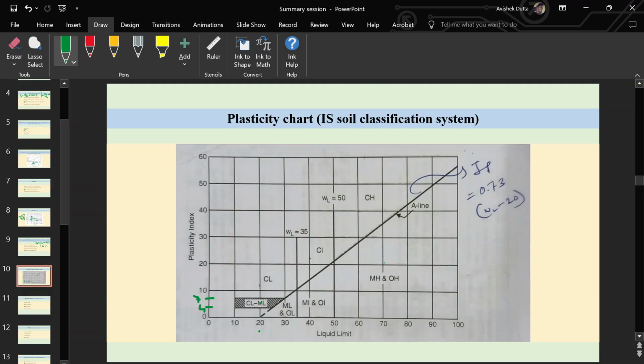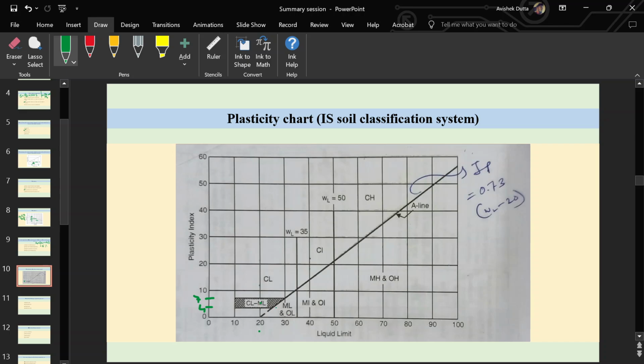First of all, in this graph, above the A line we have soils of what? We have clayey soils, right? Above the A line we have clayey soils, and that is inorganic. And below the A line we have mainly silts and organic soils, right?